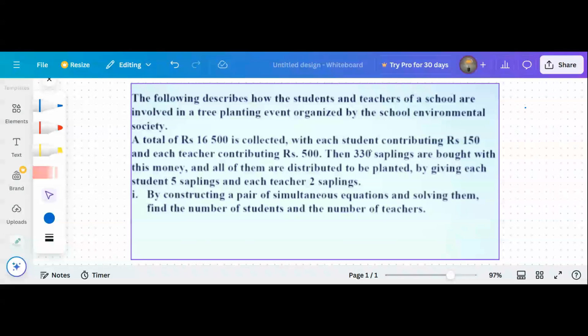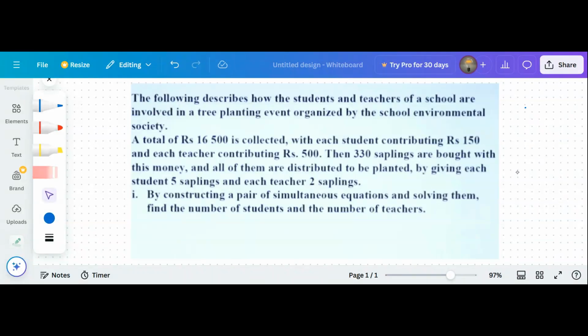Each student is giving 150 rupees, and each teacher contributing rupees 500. So here teacher is also giving, student is also giving. They both are giving some amount of money. Student is giving 150, teacher is giving 500.